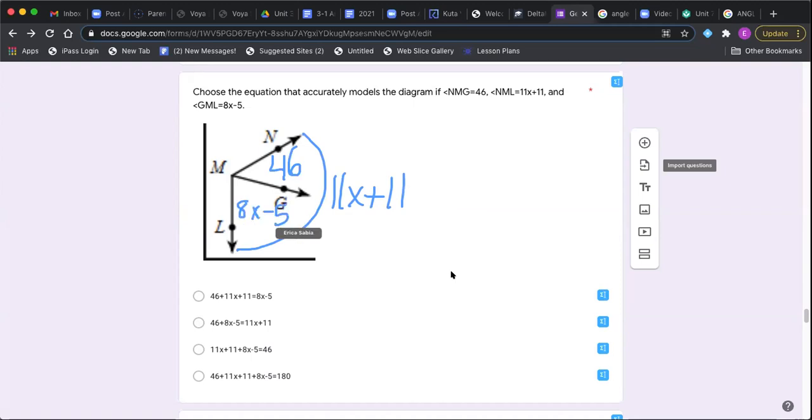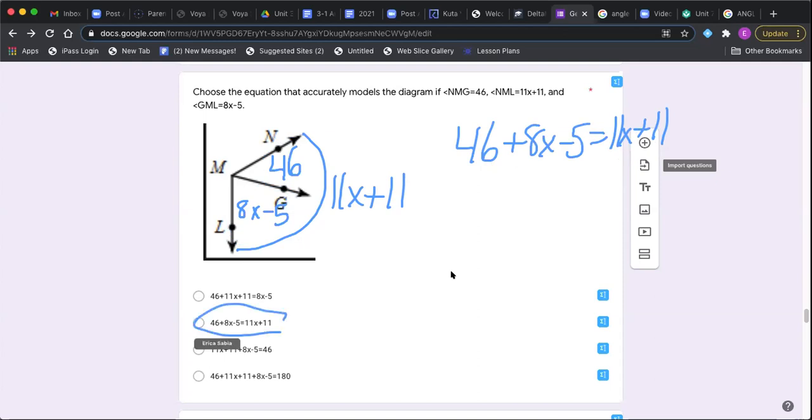So if you remember, we had talked about setting up these model equations where the two smaller angles just add together to be the bigger angle. That's all I'm doing here. I'm going to add the two smaller ones together and set it equal to the whole thing. So my equation would look something like 46 plus 8x minus 5 equals 11x plus 11. Add the two smaller together, set it equal to the whole. Is that a choice? Yeah, it looks like it's the second one down.